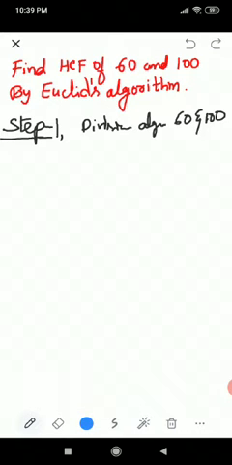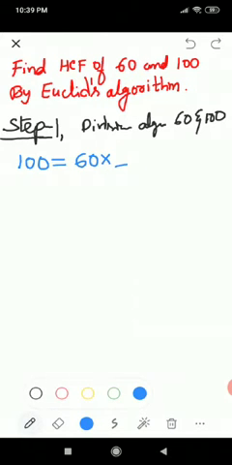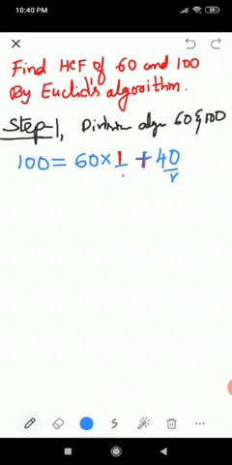How can we write 100 in step 1? 100 is nothing but a multiple of 60 plus something. I know that 60 ones are 60, and the remaining quantity becomes 40. So this 40 is the remainder. Now this is r, this is q, and in each and every step we have to observe r. Here the r value is 40. I have to continue the process till I get the remainder 0. Keep in mind, till we get remainder 0 we have to continue this process.